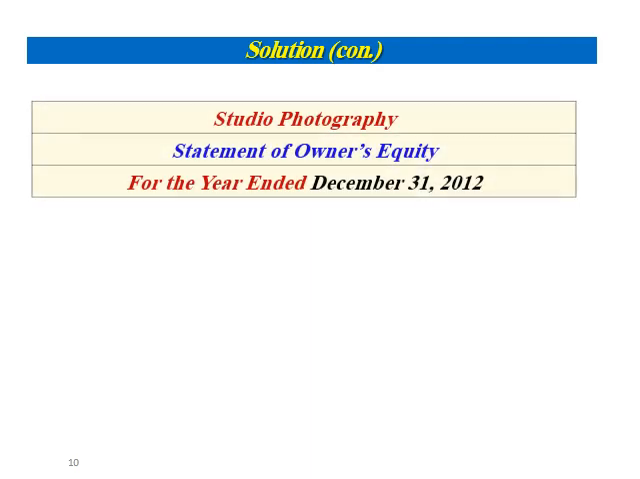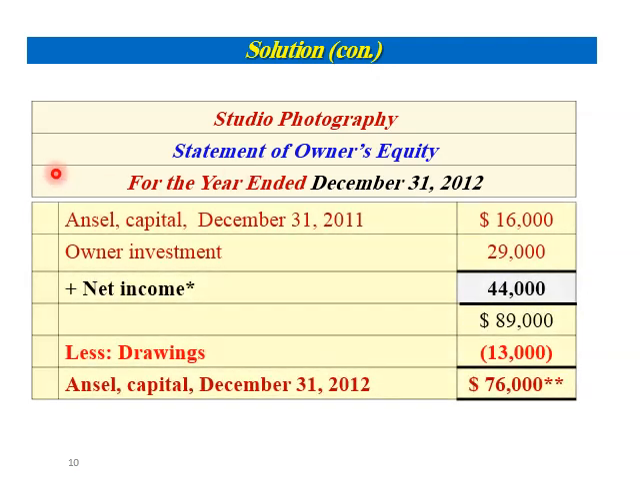Which is the statement of owner's equity. Name of the company, Studio Photography. Name of the statement, statement of owner's equity for the year ended December 31st, 2012. What does this statement include? Let's see. Ansel Capital, December 31st, 2011, it is the beginning of 2012. The end of 2011 is the beginning of 2012. He has 16,000 from the last year as capital. This year, he made an additional investment to the company, 29, and we got 44,000 from the previous statement as income, and he has drawings of 13,000. So Ansel Capital at December 31st, 2012 will be 76,000. This number will go to the balance sheet, the third statement.